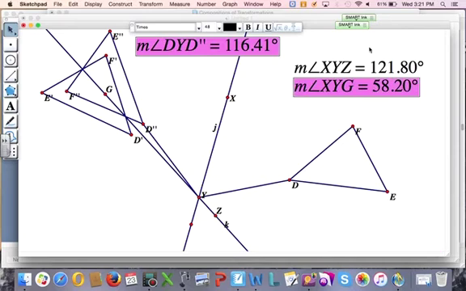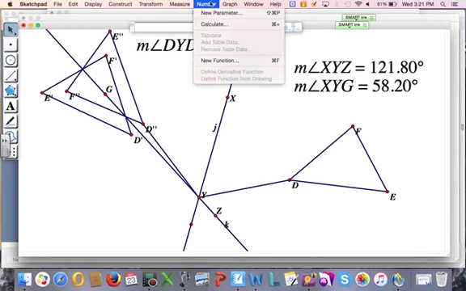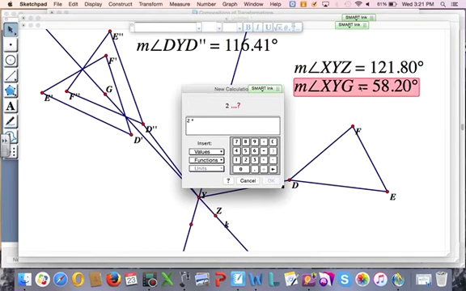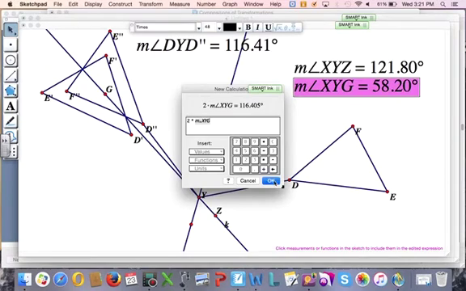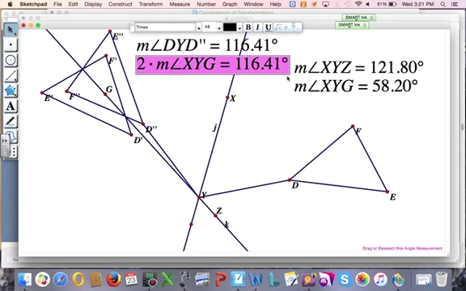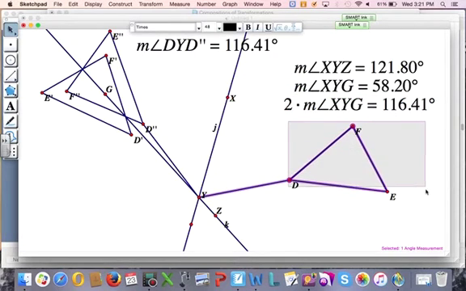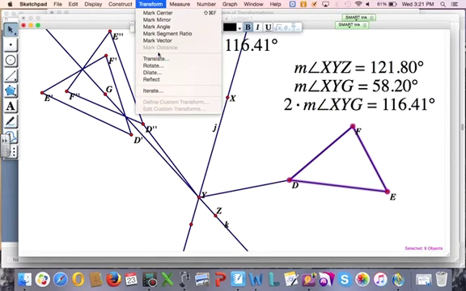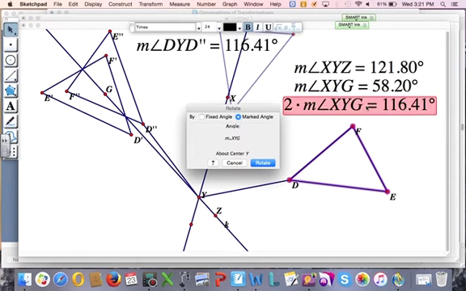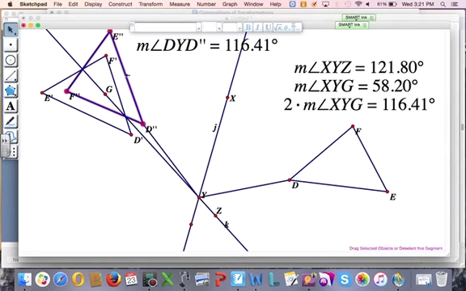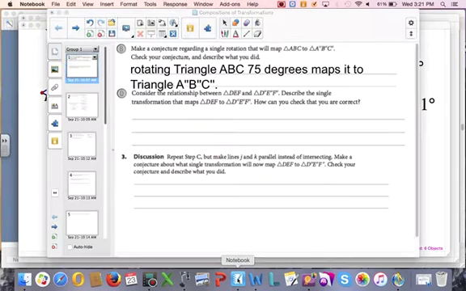So I wonder if I use my calculator. I have a hunch that if I double this angle, well, hey, look at that. Okay, so now if I do the rotation on that angle, notice how it pops back up at this triangle. So that's my conjecture.